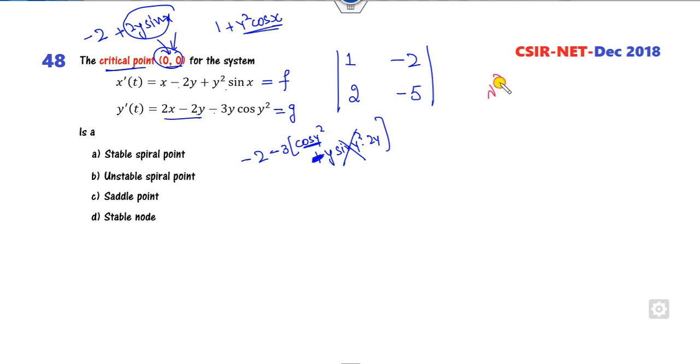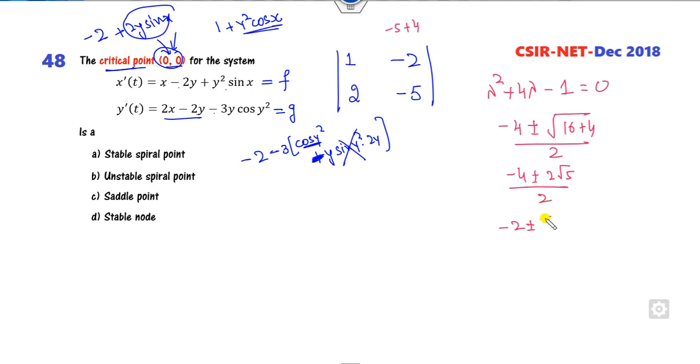So what are the eigenvalues? It's λ² plus 4λ, and the determinant will be minus 5 plus 4, it's minus 1. So what are the roots of this? You can't factor them. Minus 4 plus or minus the square root of 16 plus 4, over 2. So clearly the square root of 20 is 2 root 5, over 2. So minus 2 plus or minus root 5. Root 5 is 2 point something. So one eigenvalue is positive, the second eigenvalue is negative.